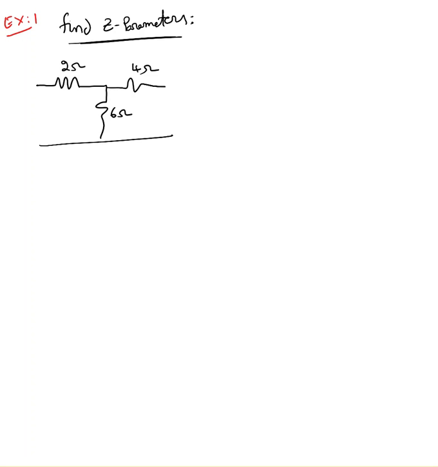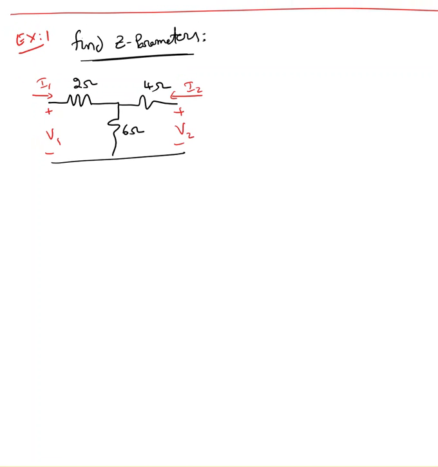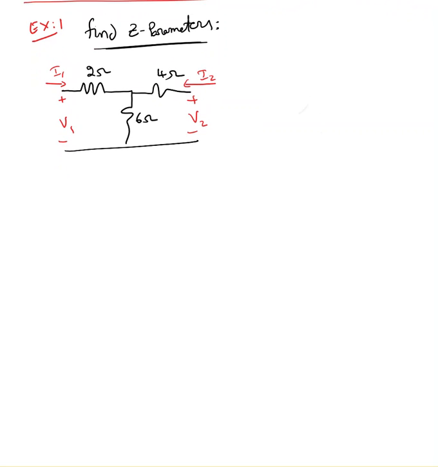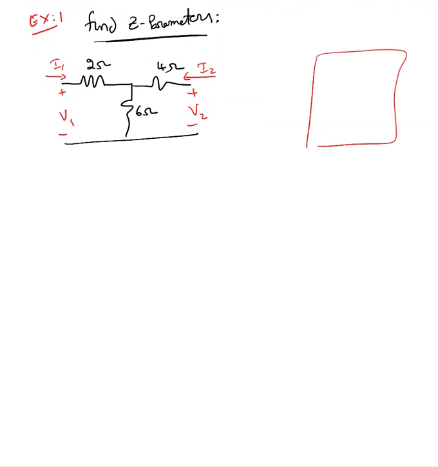So step one, you always take this as V1, and remember, always current is going in. The second current I2 is also going in, and this is V2. V1, V2, I1, and I2. Label those four.